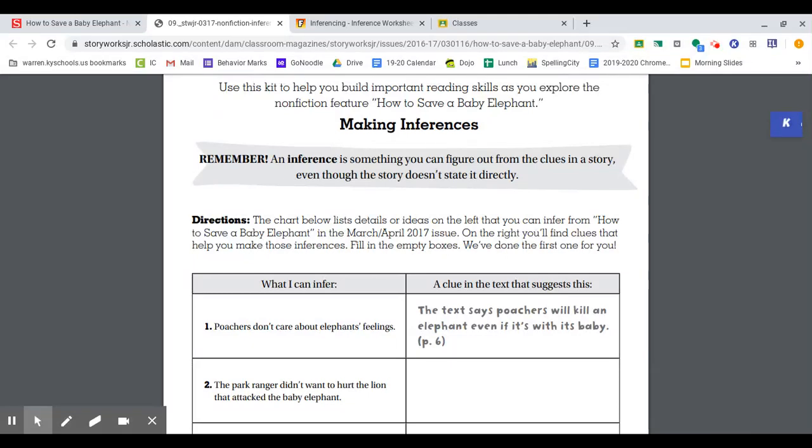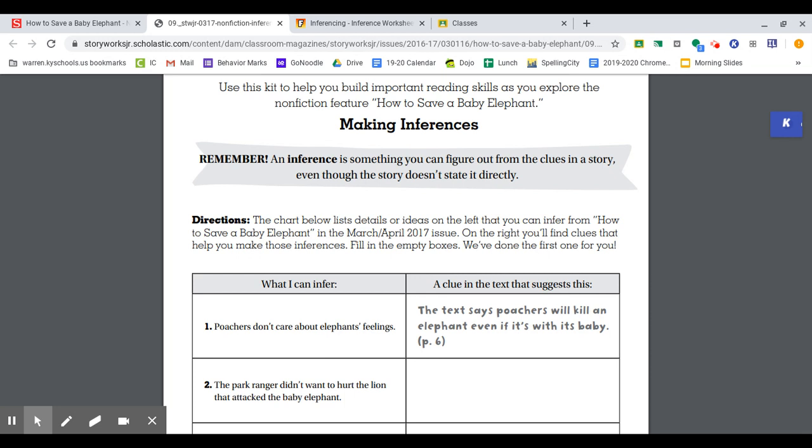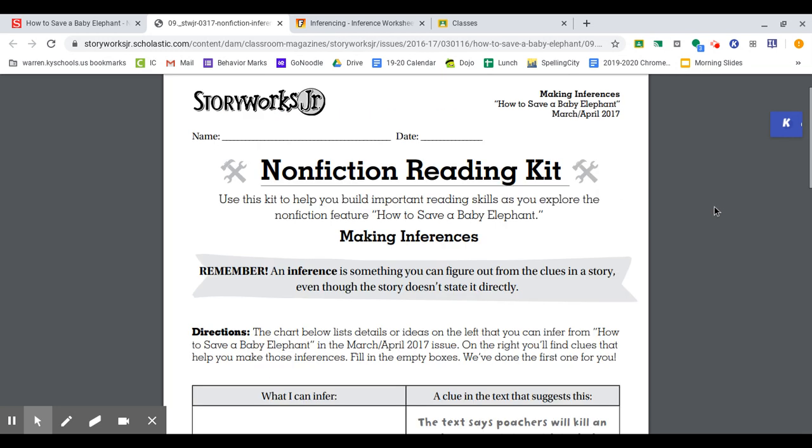Good morning, everyone. We are looking at our next page from our How to Save a Baby Elephant story. This next page in your packet is the Making Inferences page.